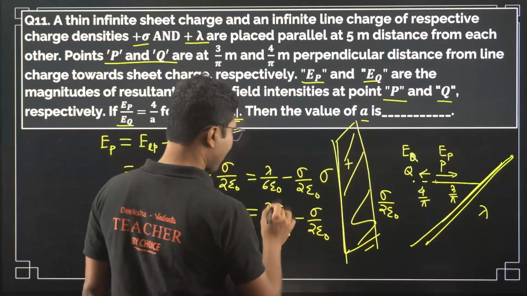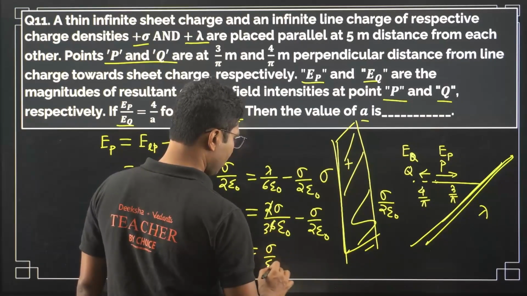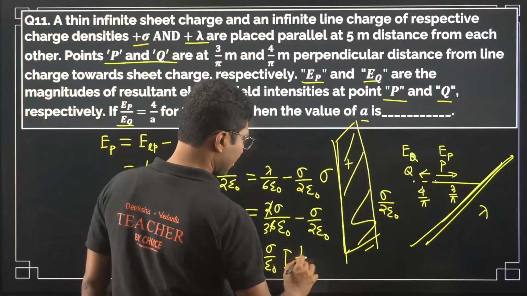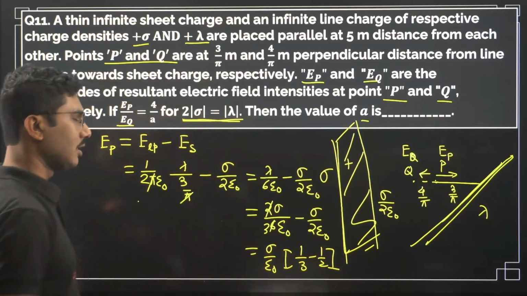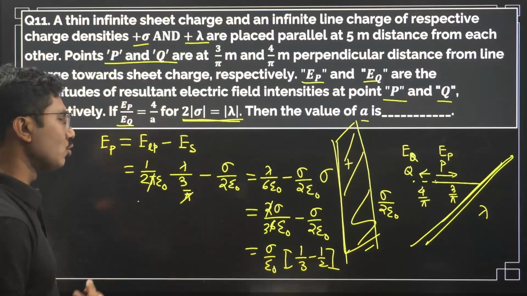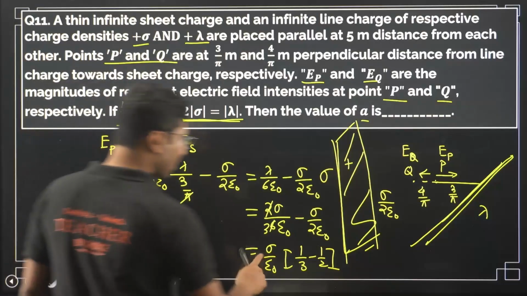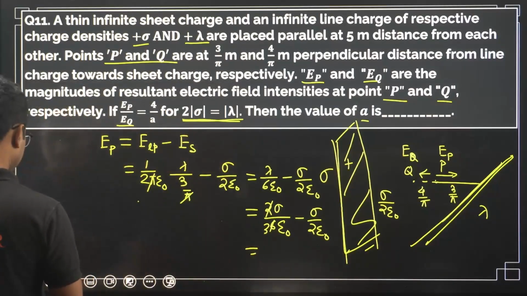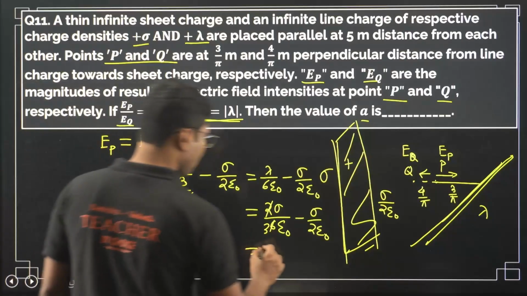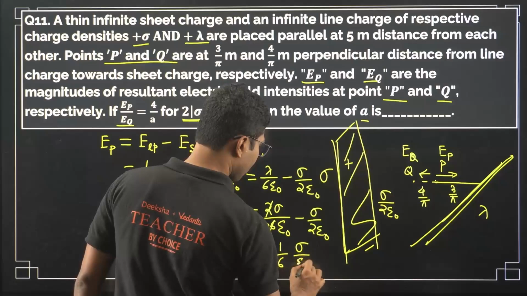So as you can see, the value is coming negative, but don't worry too much. Sigma by epsilon naught is common. We can write 1 by 3 minus half, so it will be 2 minus 3, that is minus 1 by 6. As I said, we should not worry too much about negative or positive, so you get this as minus 1 by 6 sigma by epsilon naught.